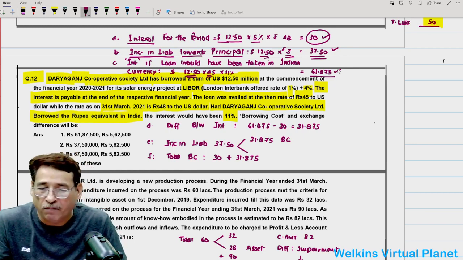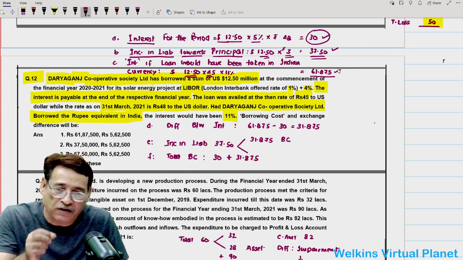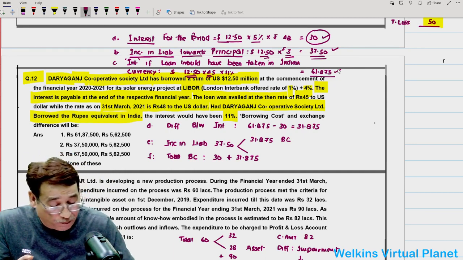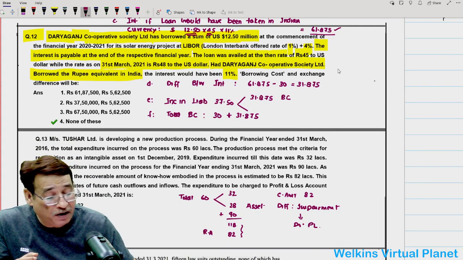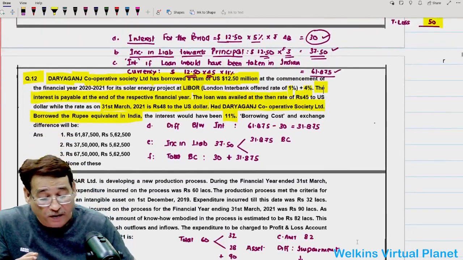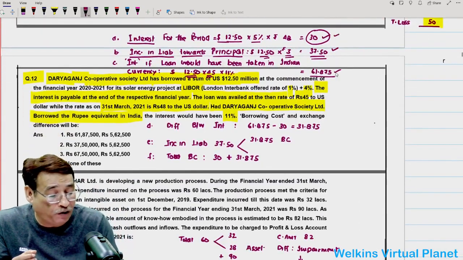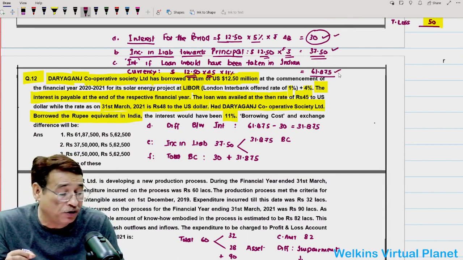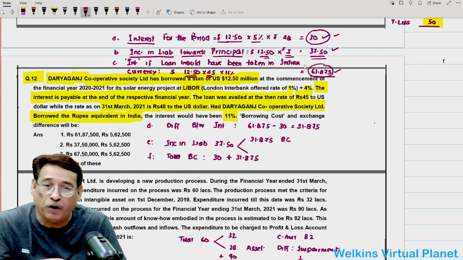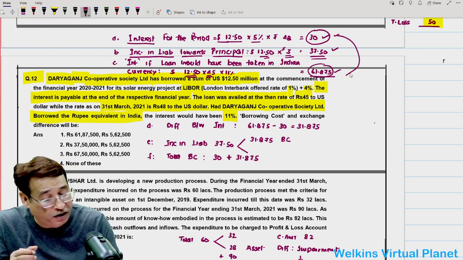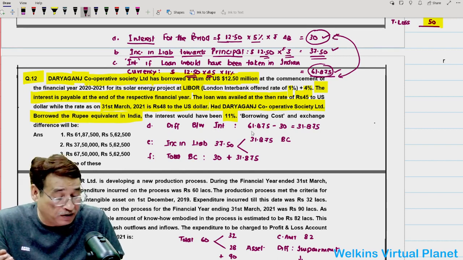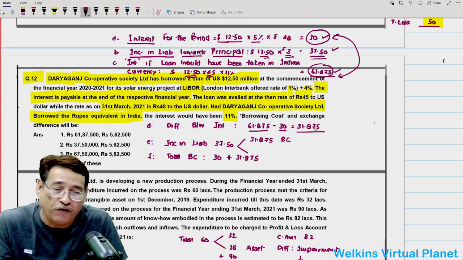Obviously, you are gaining by taking this particular loan at a lesser rate of interest from outside India. Right now you are gaining, no doubt about that. Now, after computing the interest on the foreign loan, and the same loan if it would have been taken from an Indian organization, this interest would have been 61.875. Now I will take the difference of these two interests. Here I have written the difference between interest: 61.875 minus 30 is equal to 31.875.